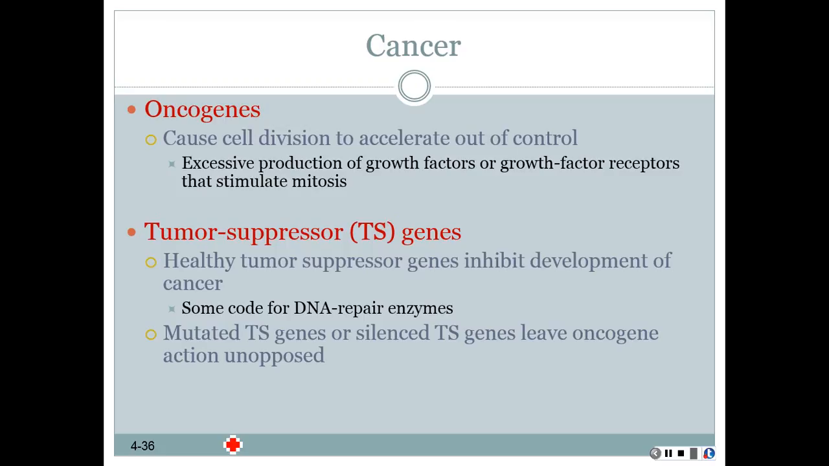Then we have the tumor suppressor gene. It's like a broken brake pedal. The healthy tumor suppressor gene inhibits the development of cancer, which is great. A healthy TS gene inhibits cancer by opposing oncogene action, which is what you want, coding for DNA repair enzymes and other means. Consequently, mutations that destroy their protective braking function can lead to cancer.